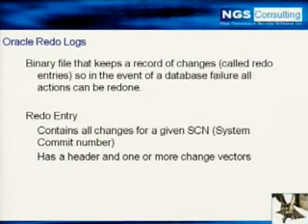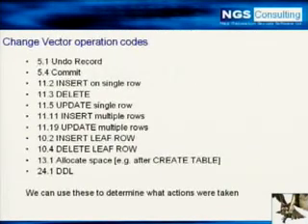So the redo log contains entries, of course, and a redo entry contains all the given changes for a system commit number. The system commit number is, last time we committed to the system, the number was this, and so on. So all those changes are written in a specific redo entry. So there could only be one change, or there could be multiple changes. The redo entry has a header with one or more change vectors. So what do I mean by a change vector? Well, a change vector is an action that was taken before the database failed.